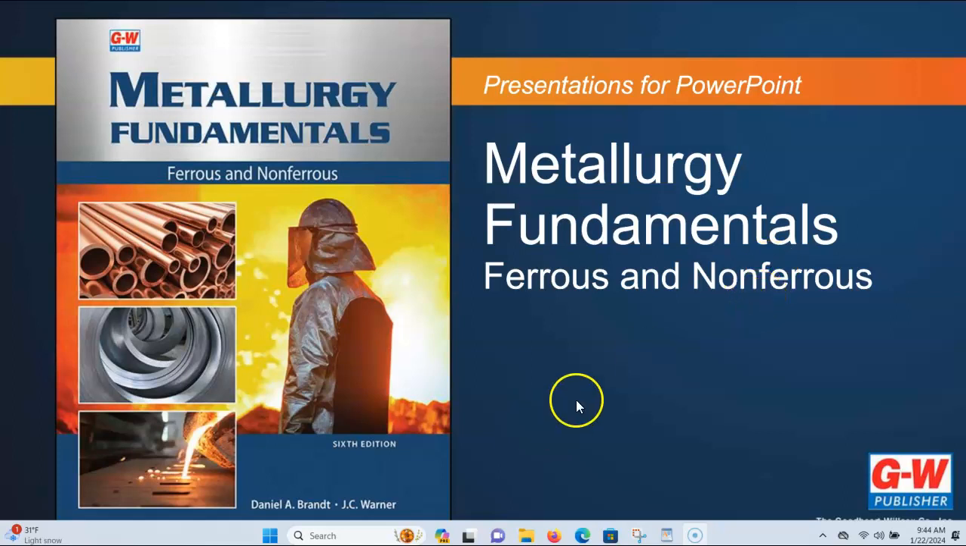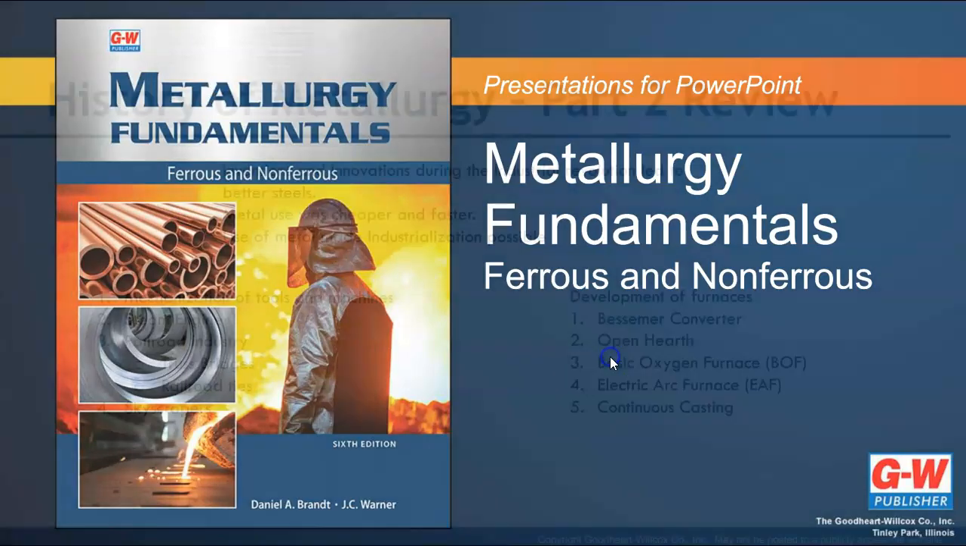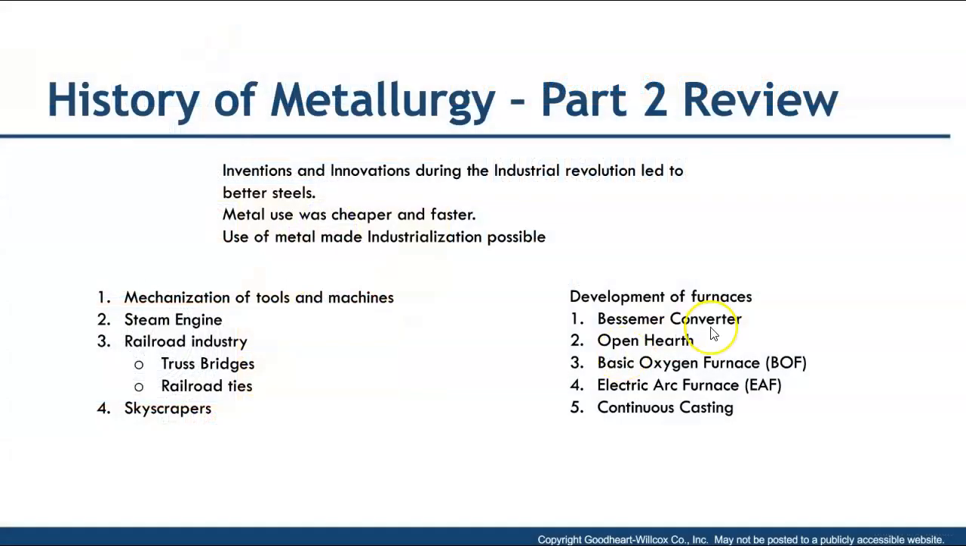All right, this is part 3 of our introduction to metallurgy and the historical aspects here. So just a real quick review of part 2. We talked about how inventions and innovations during the Industrial Revolution led to better steels. The metal that we used was cheaper and faster, and of course, used metal made industrialization possible.